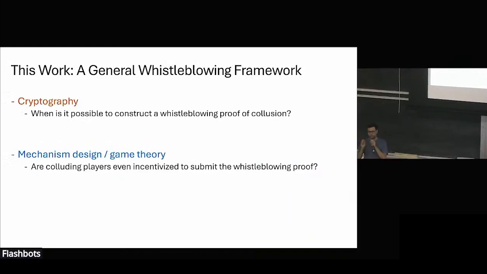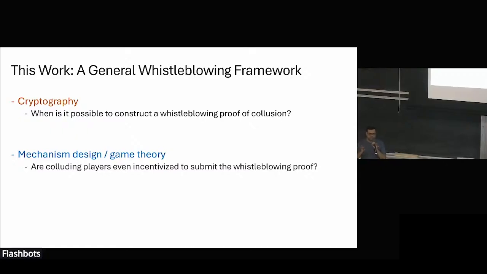In general, we want to look at whistleblowing from 2 perspectives. The first is the cryptographic one: when is it possible to generate these whistleblowing proofs of collusion? For what cryptographic primitives can we guarantee that when there's a failure of this threshold assumption, one of the parties will obtain this proof? And the second, which I'll focus on today, is the mechanism design or game theory side: even when we have such a cryptographic proof of collusion, are these colluding players actually incentivized to submit this proof to the judge, or are they just incentivized to stay silent? In this context, we'll model a new form of collusion using smart contracts. We'll call this smart collusion.